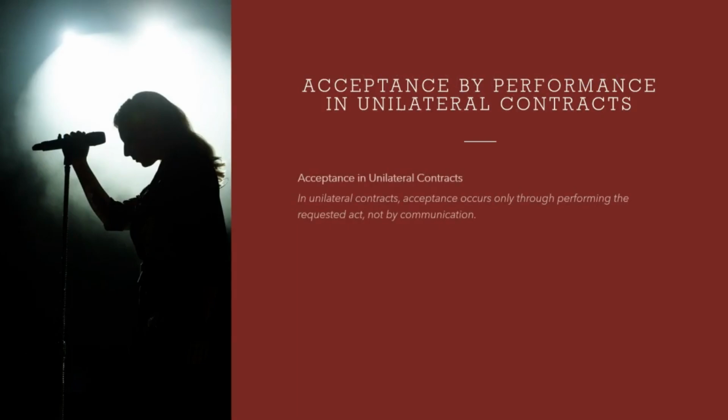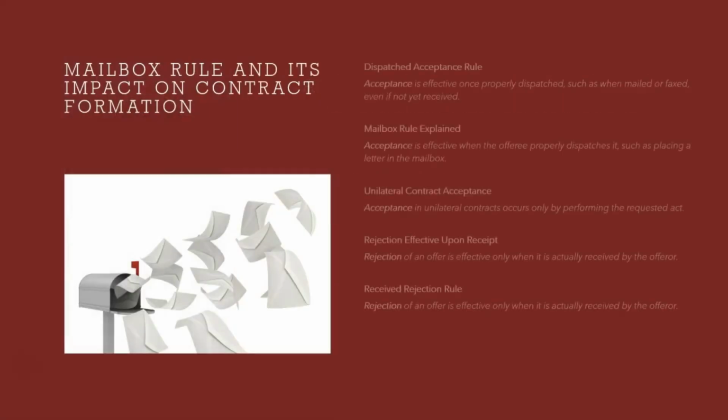And in unilateral contracts, we know from past conversations and lectures that acceptance occurs only through performing the requested act and not by communication. Mailbox rule comes in again for a quick review, but to focus it in context. The dispatched acceptance rule means that acceptance is effective once properly dispatched, such as when mailed or faxed, even if it's not received. And if we want to explain that further, acceptance is effective when the offeree properly dispatches it, such as placing a letter in the mailbox.